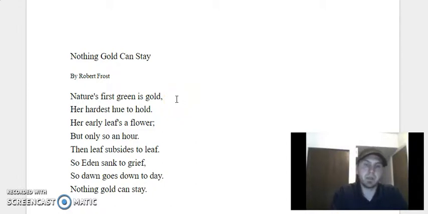Nature's first green is gold, her hardest hue to hold. Her early leaf's a flower, but only so an hour. Then leaf subsides to leaf, so Eden sank to grief, so dawn goes down to day. Nothing gold can stay.